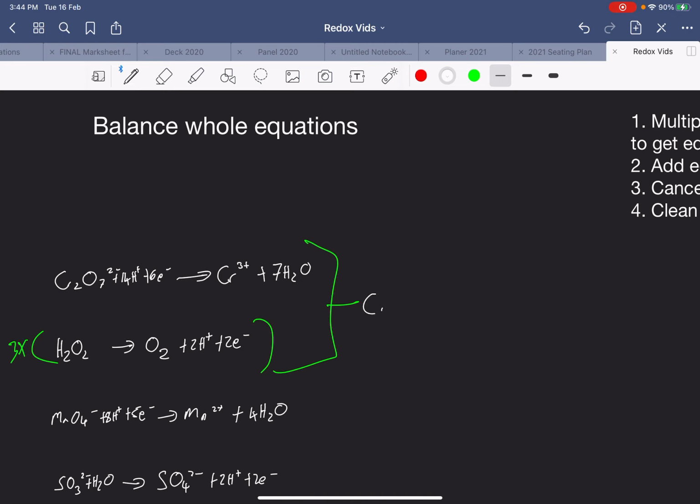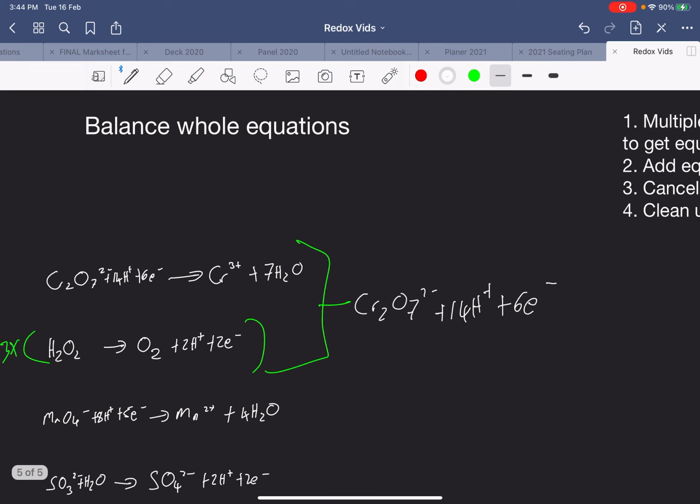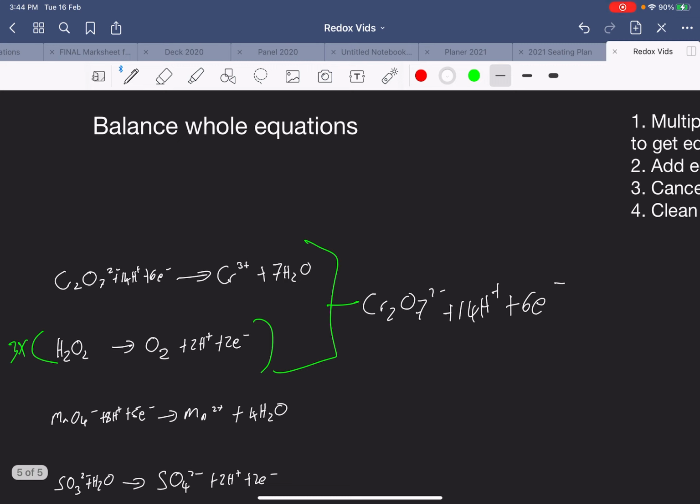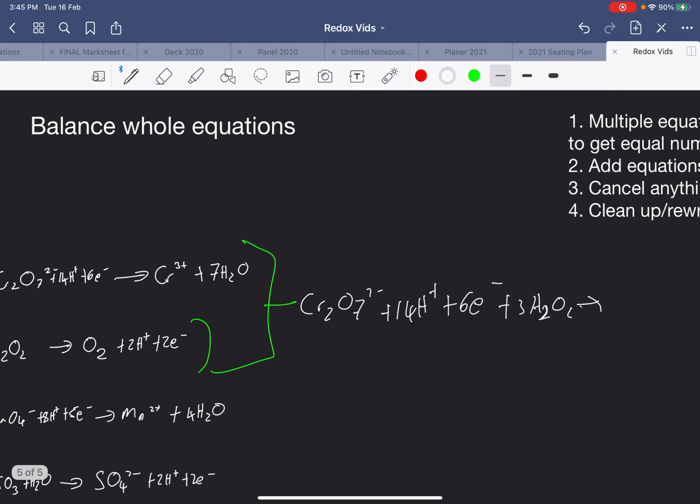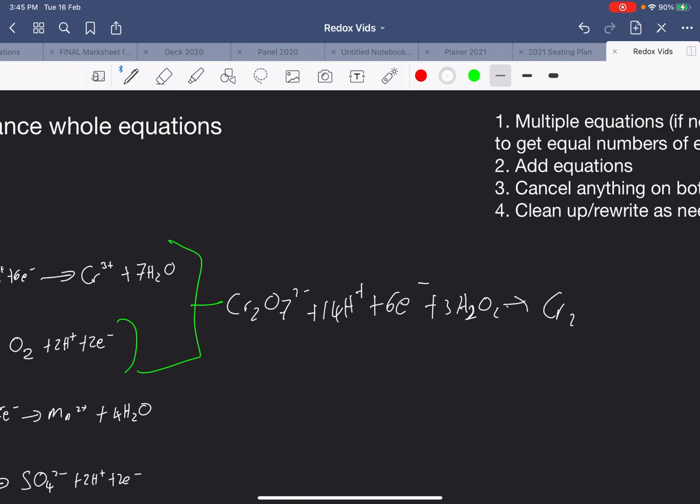Okay, so we're going to put Cr2O7 2 minus plus 14H plus. And for now, I'll keep my electrons in, 6 electrons. Okay, I'm then also going to include the 3 times H2O2, 3H2O2. Then on my right, I'm going to have all of this plus 3 times this. So I'm going to have my chromium, chromium 3 plus.